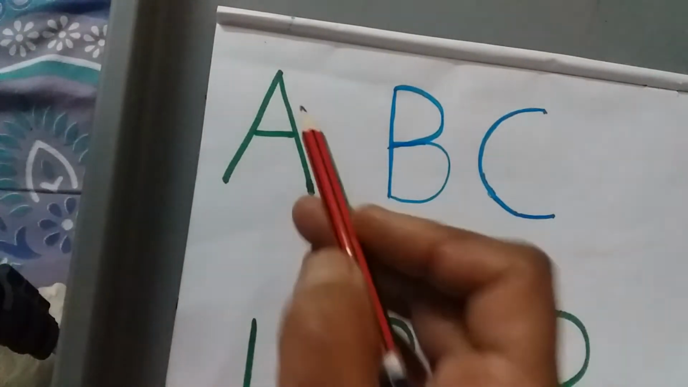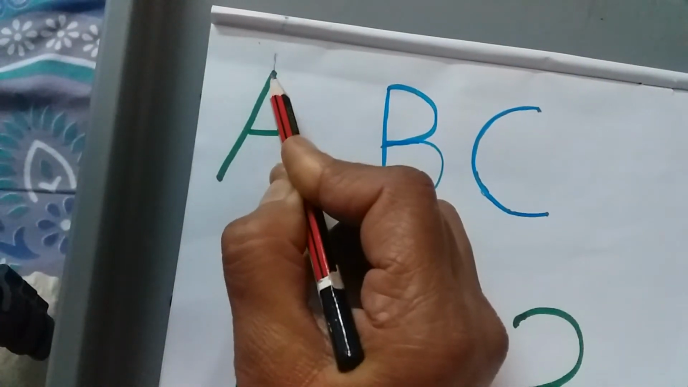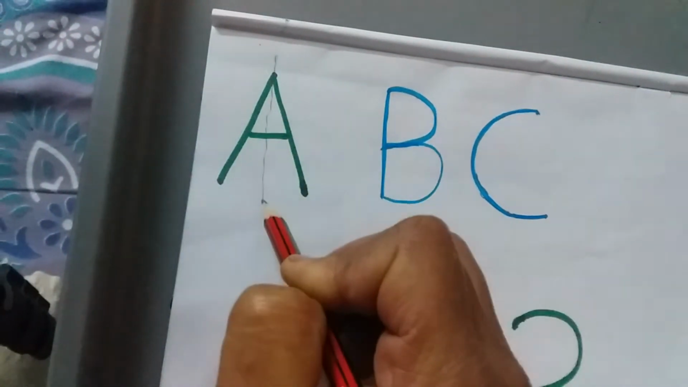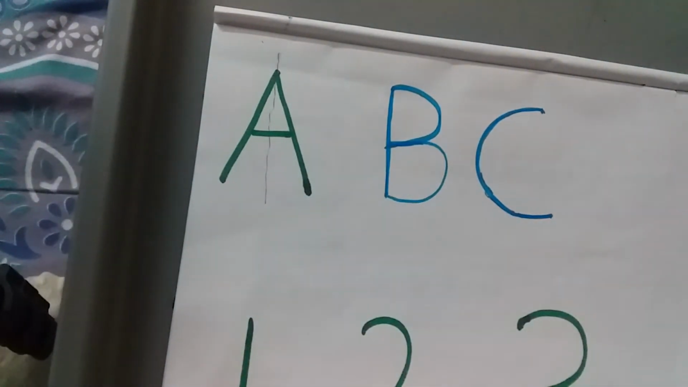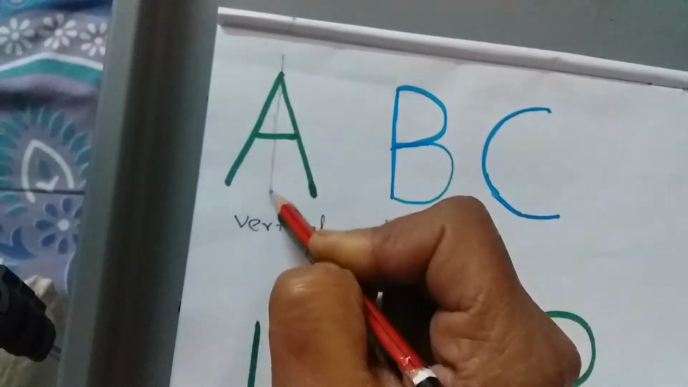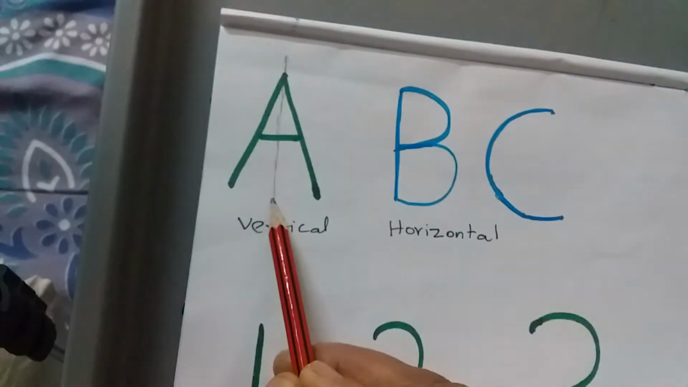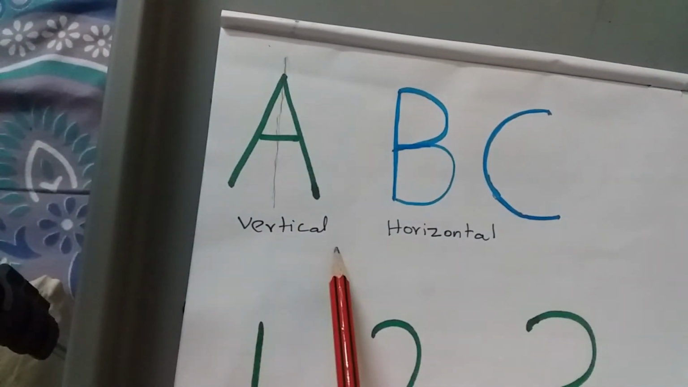So interesting it is. See, how can you draw? When you draw this straight line, this is called the vertical line of symmetry. What is it called? Vertical line of symmetry. So you draw a straight line. A is divided into 2 equal portions. So it has 1 line of symmetry. When you draw a straight upright line, it is called the vertical line of symmetry.